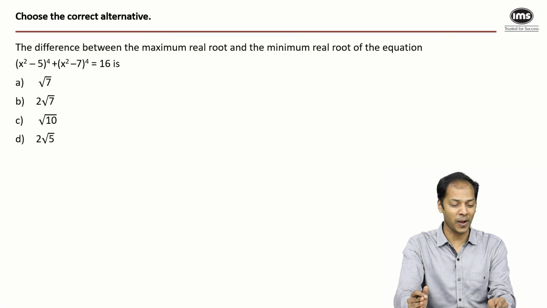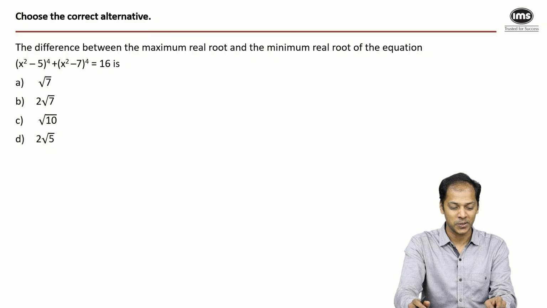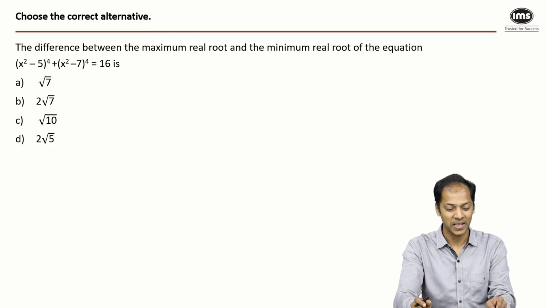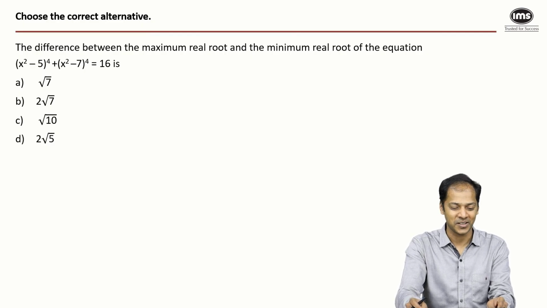Equations with higher powers of x are involved. We have (x² - 5)⁴ + (x² - 7)⁴ = 16 in the question. So how do we deal with such questions?